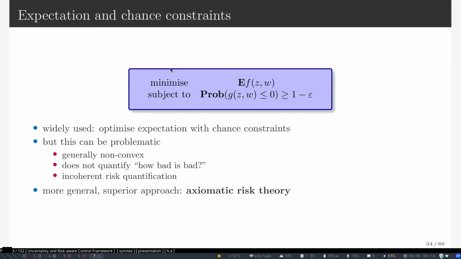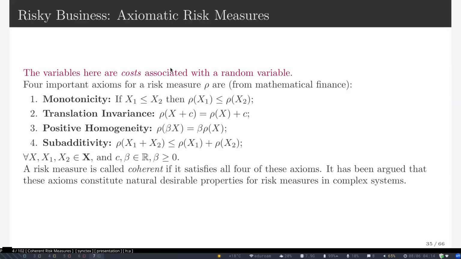Now I'm going to run you through the tour de force of axiomatic risk theory. Okay? The variables here are costs associated with the random variable. I'm going to give you more specific examples. There are 4 properties, 4 axioms really, that the risk measure, this is what we want to use, needs to satisfy so that we call it coherent.